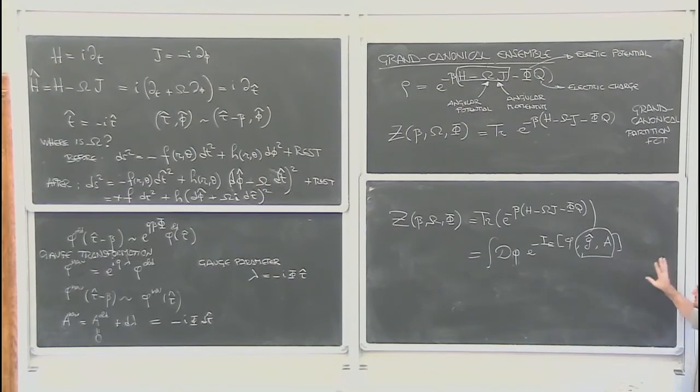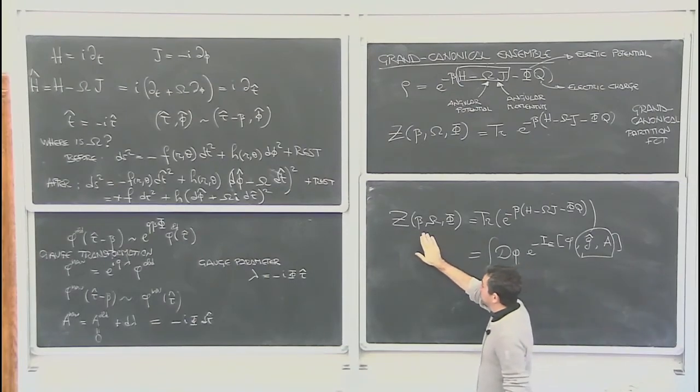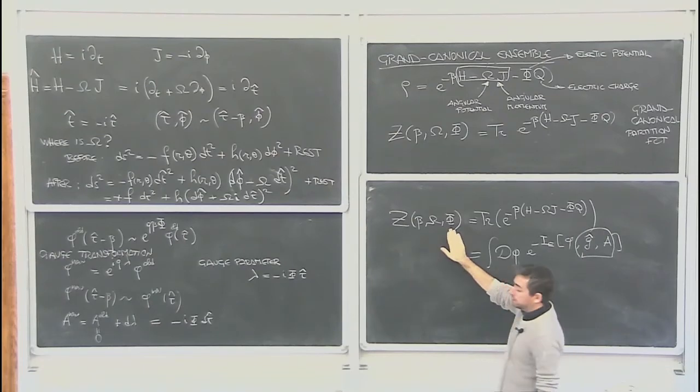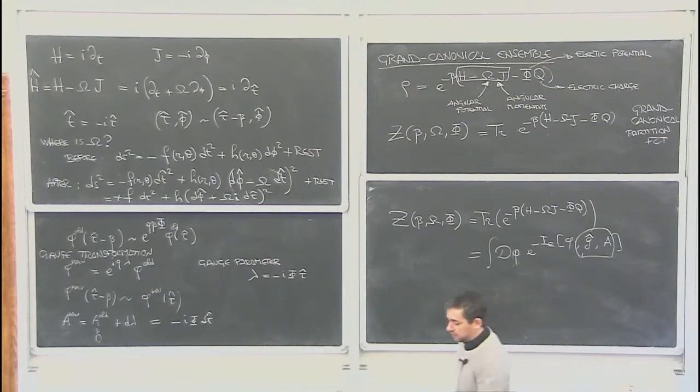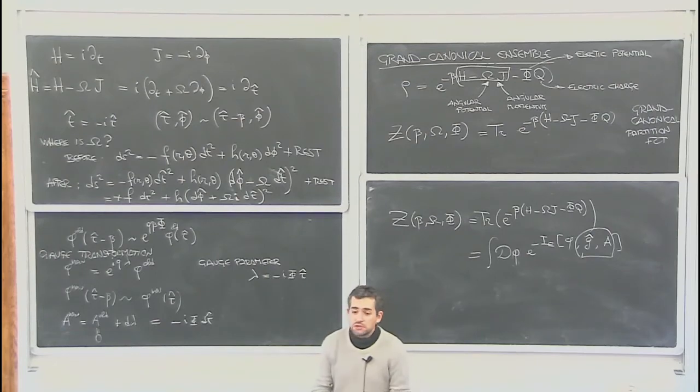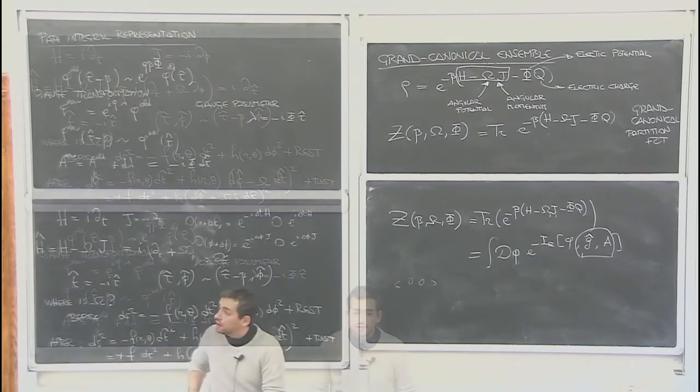So the prescription is that the QFT observables, including the partition function, evaluated using this path integral with these boundary conditions, always you have to specify the boundary conditions in your path integral, computes the grand canonical partition function for a system at temperature 1 over beta, angular potential omega, and electrostatic potential phi. So, and now we will apply this to black hole physics in the remaining half an hour after the 10 minutes, maybe no more than that, break, so that we don't finish too late.